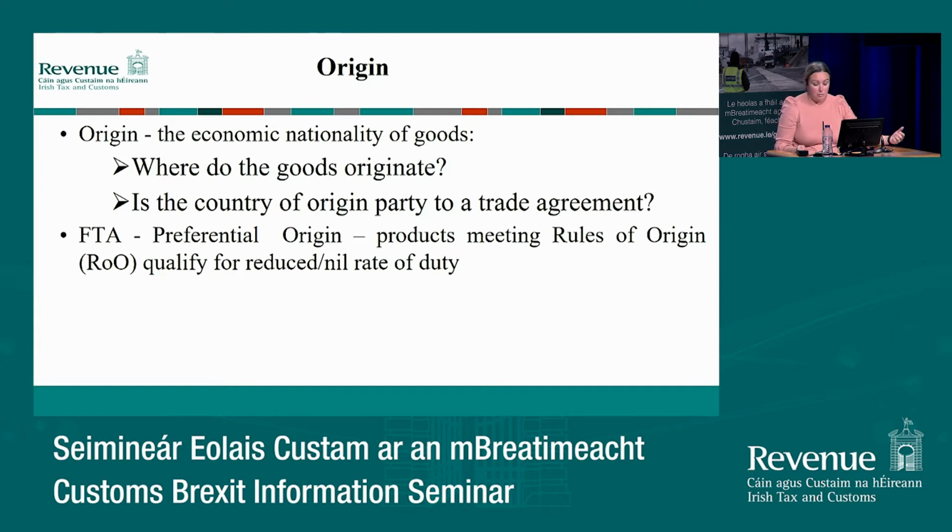Now you may be wondering why this is important. So the origin of the product is one of the factors that determines what rate of customs duty is paid, and it will be really important if a zero tariff agreement is reached between the EU and the UK. And only products that meet the specific requirements of the free trade agreement can qualify for preferential duty rates, which is how an FTA for zero duty between the EU and the UK would be considered.